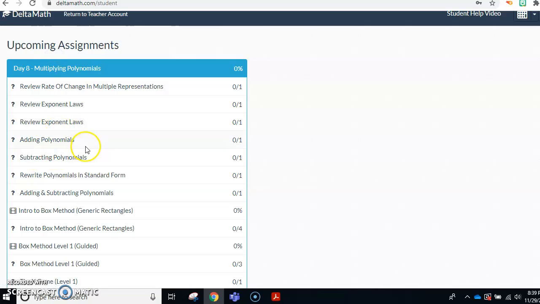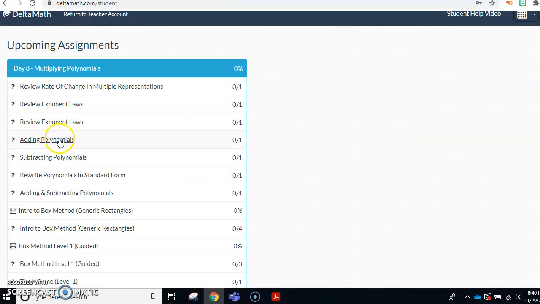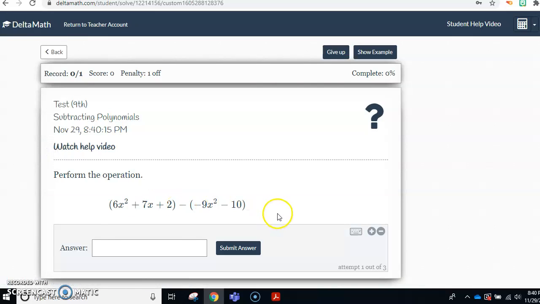And then we have some review problems about adding polynomials. All right, this is just two polynomials separated in parentheses, 8x plus 5 plus negative x squared minus 8. So you have some like terms, just the constants here. Go ahead and submit your answer in standard form, where we start with the highest exponent first and work our way down.